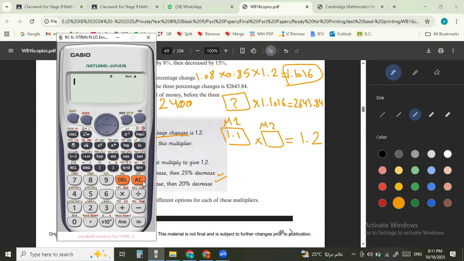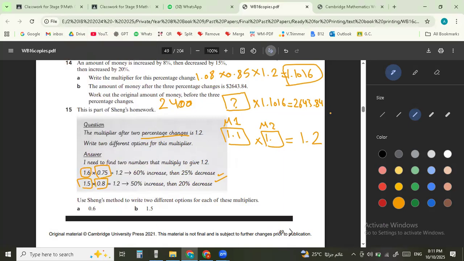So I used here 1.1. My imagination chose this. 1.2 divided by 1.1 equals 1.09 and a lot of 09s. So I'm going to write over here 1.09, which is an increase of 9%. This is an increase of 10% and an increase of 9%. So someone else might choose a different number.